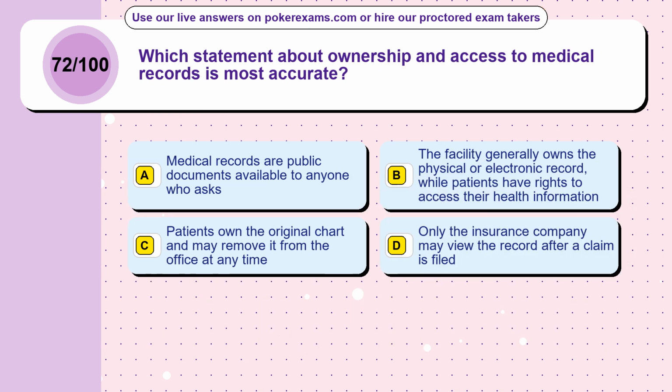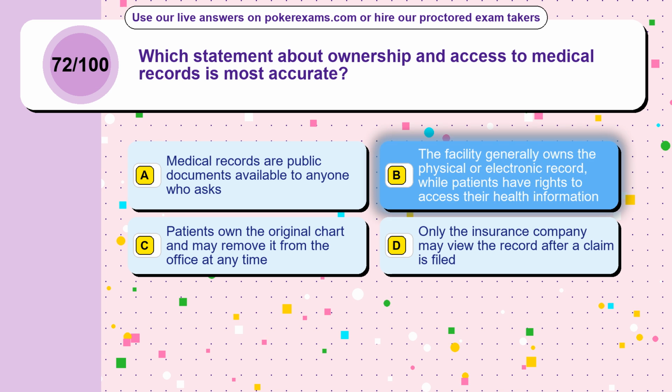Question 72. Which statement about ownership and access to medical records is most accurate? Option A. Medical records are public documents available to anyone who asks. Option B. The facility generally owns the physical or electronic record, while patients have rights to access their health information. Option C. Patients own the original chart and may remove it from the office at any time. Option D. Only the insurance company may view the record after a claim is filed.